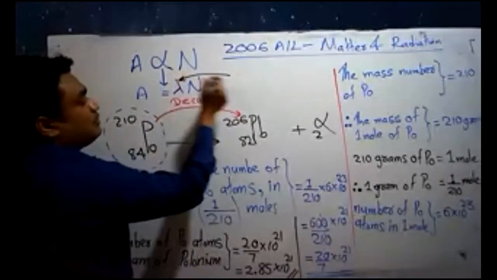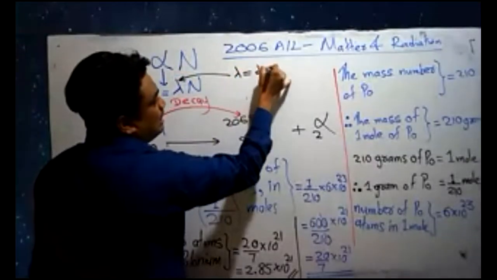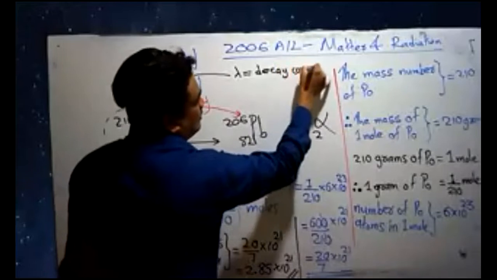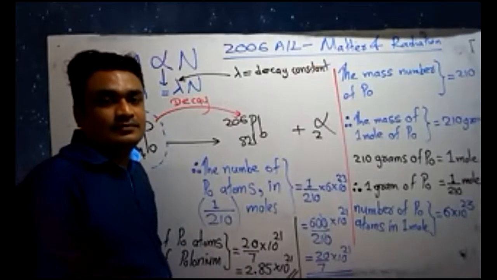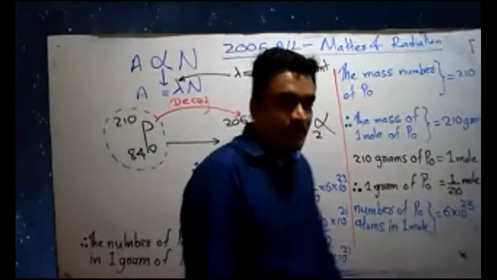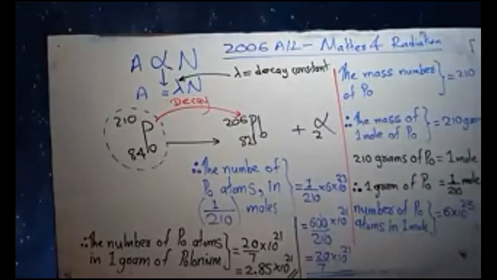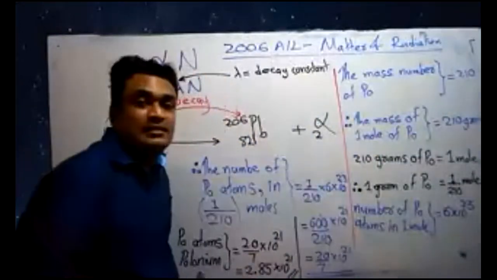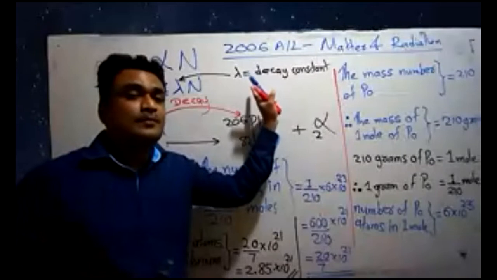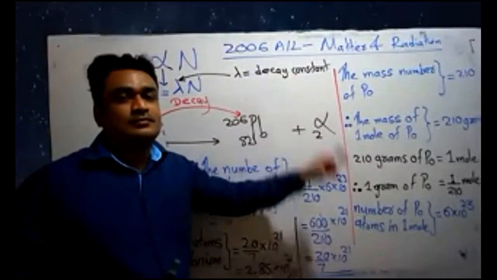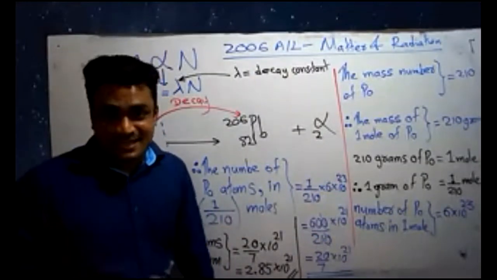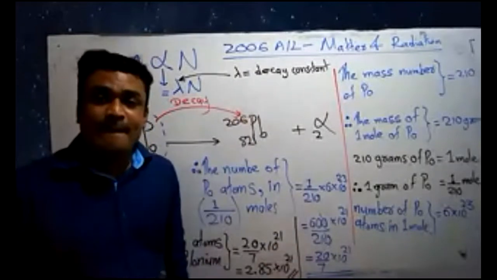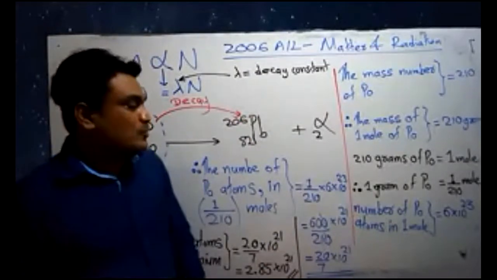What's the name of this lambda, everybody? Lambda is known as, everybody? Decay constant. If not, class is over, right? Decay constant. You must be able to say decay constant. What is lambda here? Everybody, once again. Decay constant. All the students in the class. What is lambda? Decay constant. Very good.